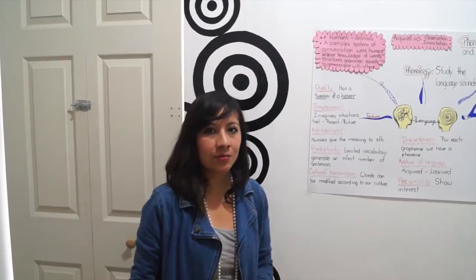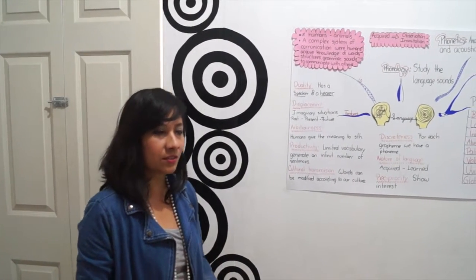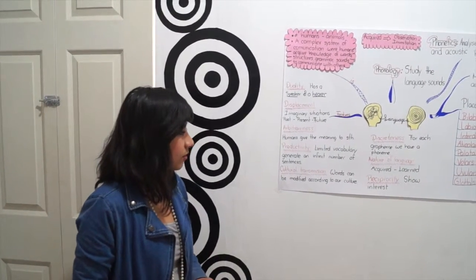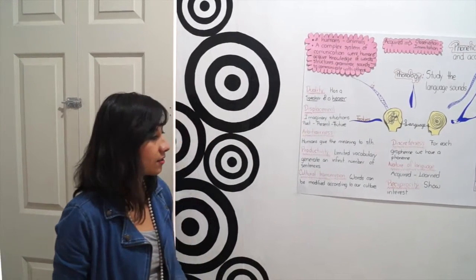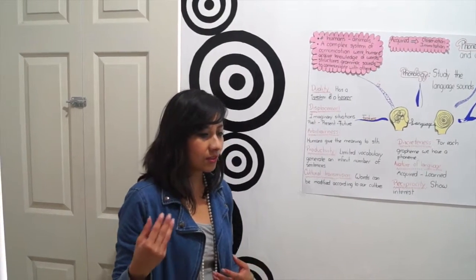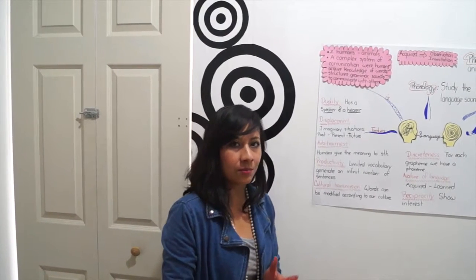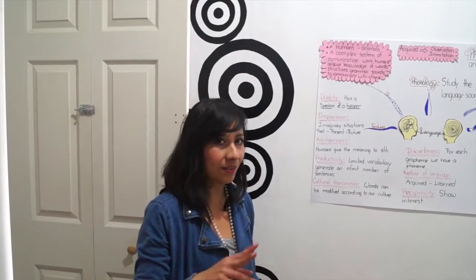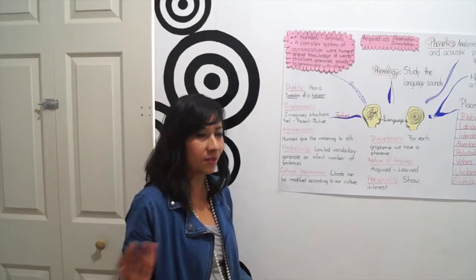Productivity means that with certain vocabulary we generate an infinite number of sentences, and in this way we can transmit our ideas. Cultural transmission means that words can be modified according to our culture. For example, the trunk of the car, in some parts they call it boot, B-O-O-T. And it could also be, everyone knows, the shoes, so it has two meanings depending on the part.